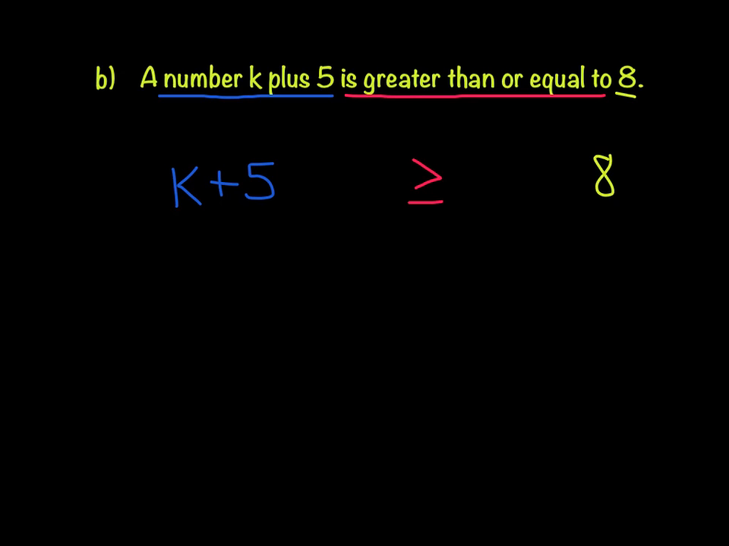Well, we don't have to do anything with 8. So when we condense it all together, it should look like this. K plus 5 is greater than or equal to 8. You have to put in that line right there. It's super important that it's in there because it could equal that. Let's try another one.